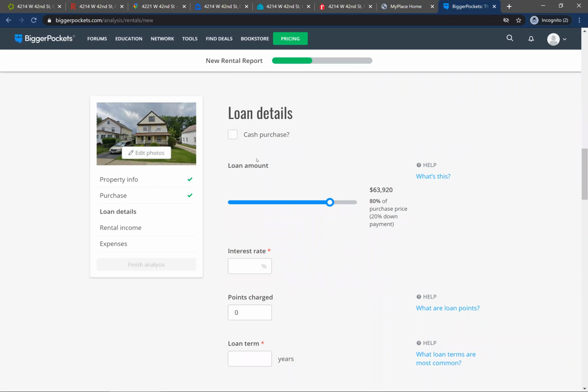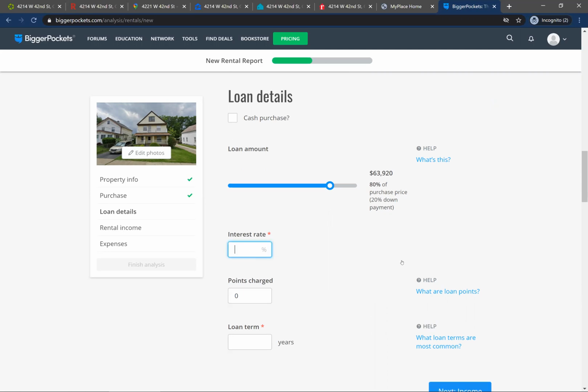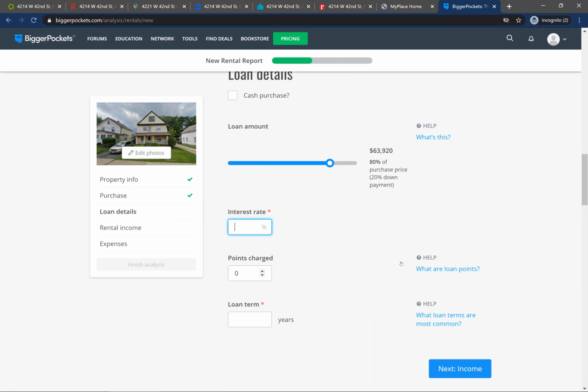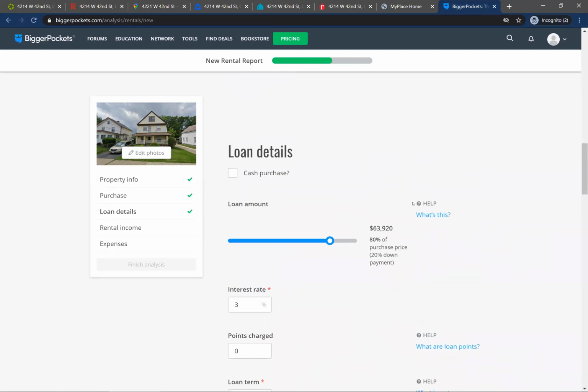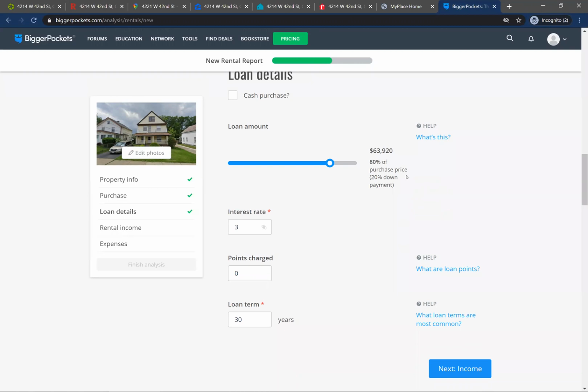But we are thinking about buying this property with a loan. If we get the residential loan, the current residential loan rate is 3%, with 0% points charged, and it is 30 years. And we are assuming 20% down payment, so we will only pay 20% as a down payment.